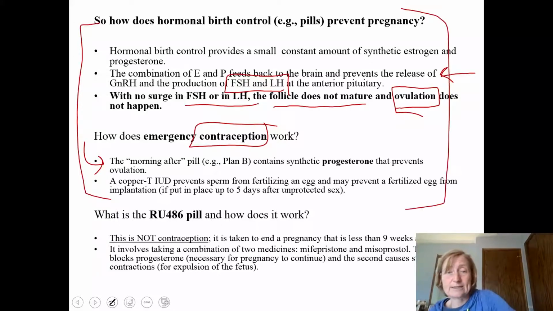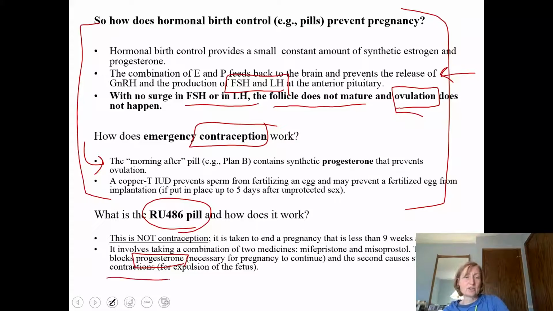They prevent pregnancies. There is something called the RU486 pill that isn't contraception. It ends a pregnancy, so it's a pregnancy ender, basically, and it's a combination of 2 medicines. One of them prevents progesterone. Progesterone is absolutely required or necessary for the growth of an embryo, okay? The second one causes contractions, so the embryo dies and it's expelled, right? So this is not an example of contraception.